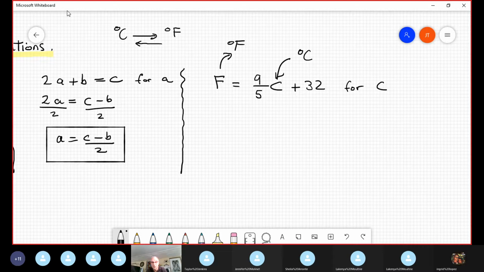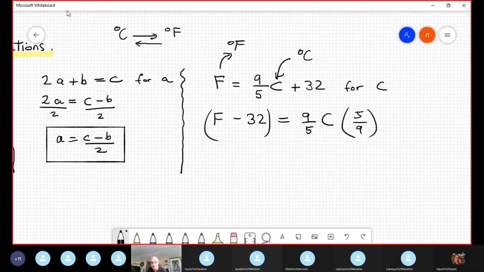So you move 32 to the left. Now, to isolate the C, the classical way is to multiply the entire equation by the reciprocal. Reciprocal, flip that number, 5 over 9. Why did I do that? Because when you multiply any number, 9 over 5, times its reciprocal, the answer is 1, no?